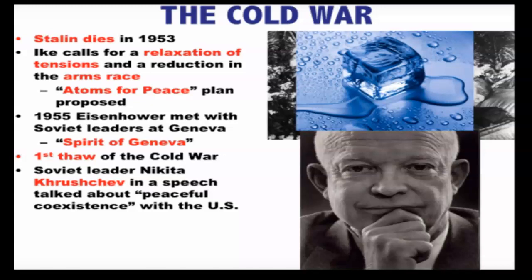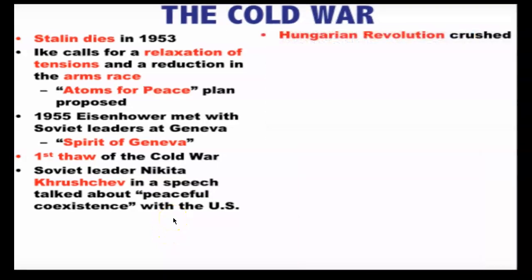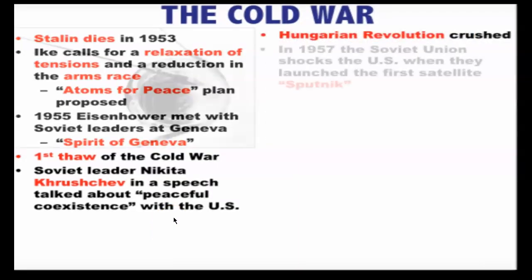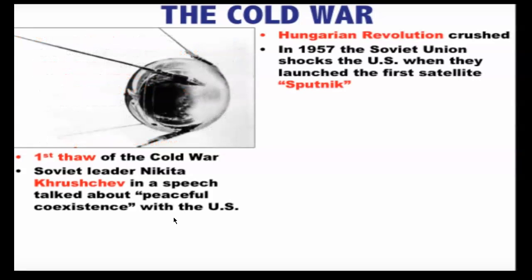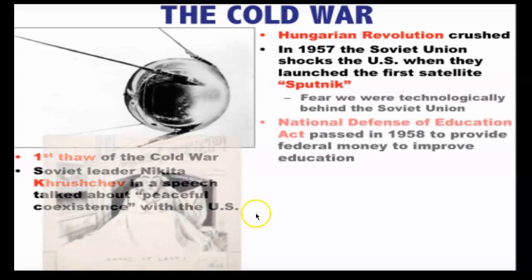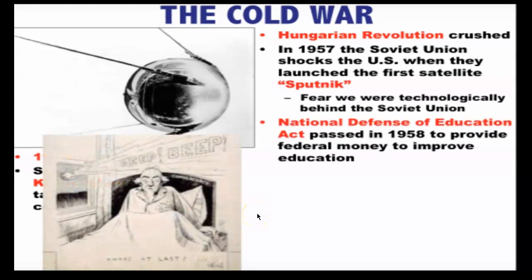The new leader of the Soviet Union was Nikita Khrushchev. And in a speech that he gave in 1956, he's also talking about how the two countries can peaceably coexist with one another. Okay? We had the Hungarian Revolution crushed. In 1957, I talked about in class how Russians beat us to space by launching the first space satellite, known as Sputnik. So now the space race is on.